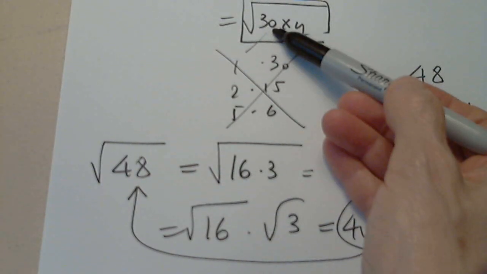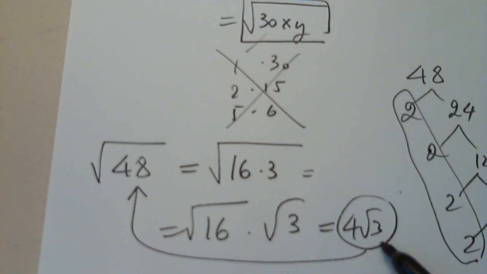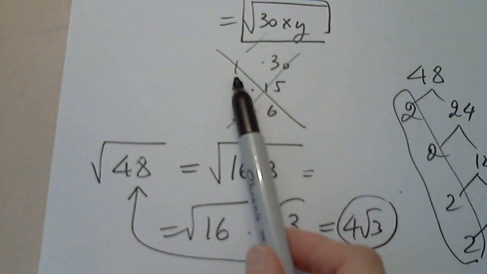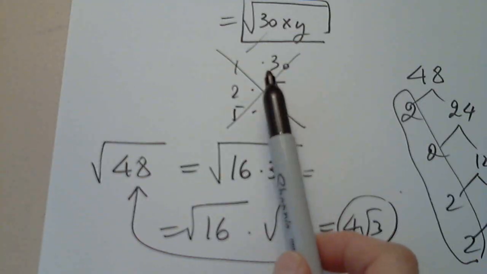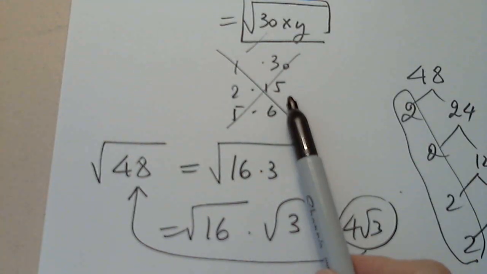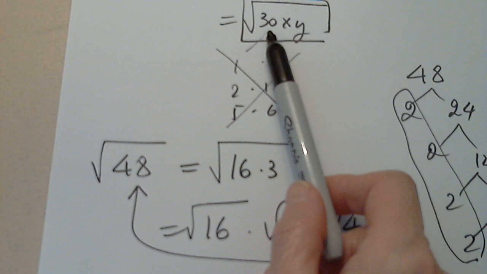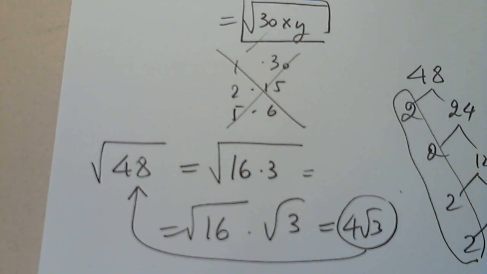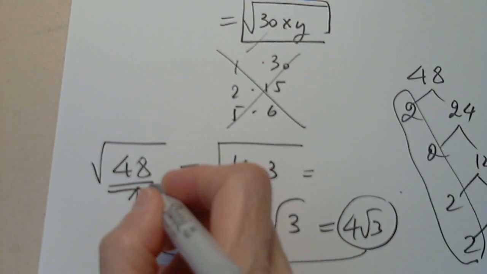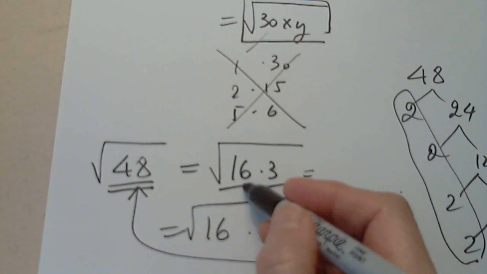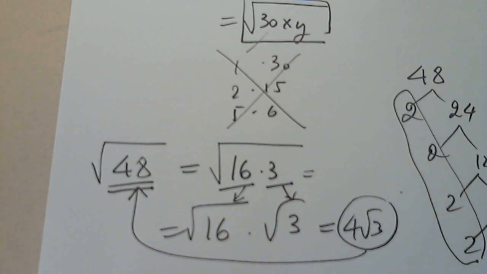But we could not simplify the square root of 30. It cannot be simplified in any way, shape, or form. 1 is not a perfect square, 30 is not a perfect square, 2 is not a perfect square, 15 is not a perfect square, 5 and 6 are not perfect squares. I cannot split 30 in any way, shape, or form. But I can split 48 into 16 and 3. One being a perfect square and the other one not, carved in stone. This is it. Any questions?